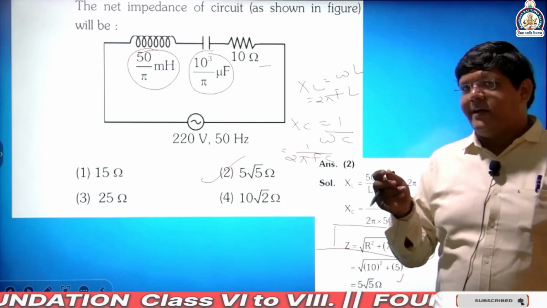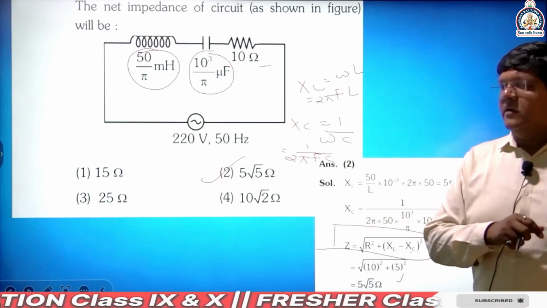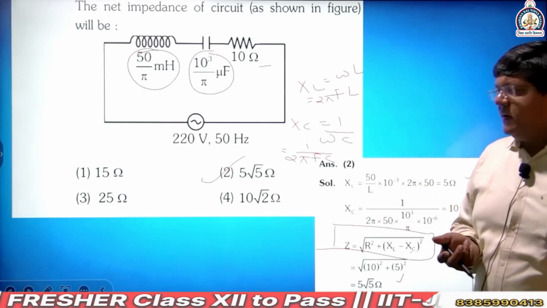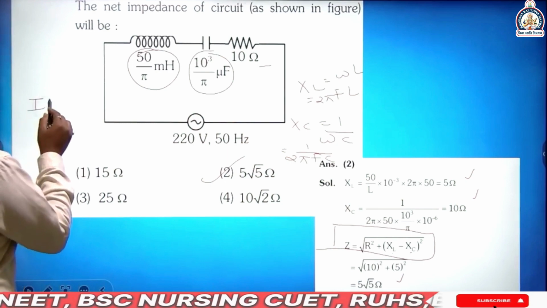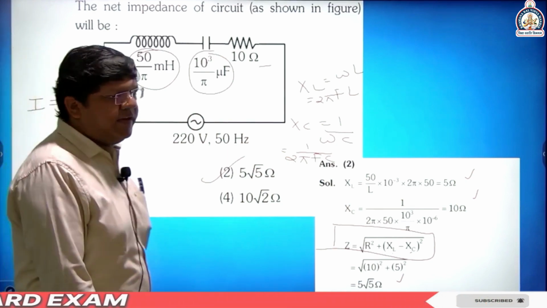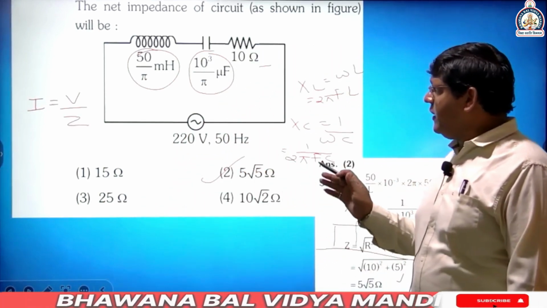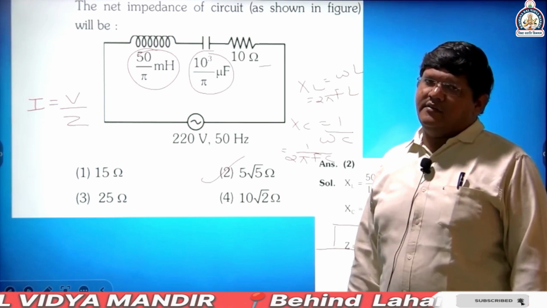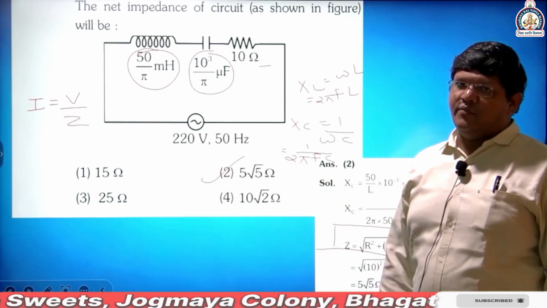The next question that can be asked about this type of circuit is regarding the current. So how to calculate the current? The current of a series RLC circuit can be simply computed as I is equal to V upon Z. This is a simple calculation for impedance of an RLC circuit, and we can easily calculate the value of current also.